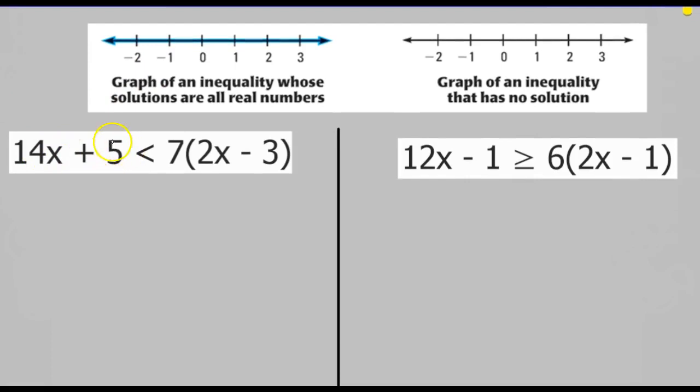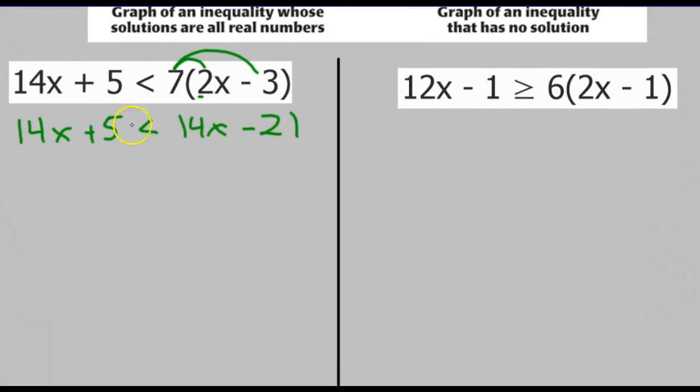So we have 14x plus 5. I can't do anything on this side, so I've got to look at my other side. This side would have a parentheses with a number in front, so I know I can distribute the 7. So we get 14x plus 5 is less than 14x minus 21. So we need to move our variables now because we have 2 of them. So I'm going to subtract 14x from this side so I can get my x's over here.